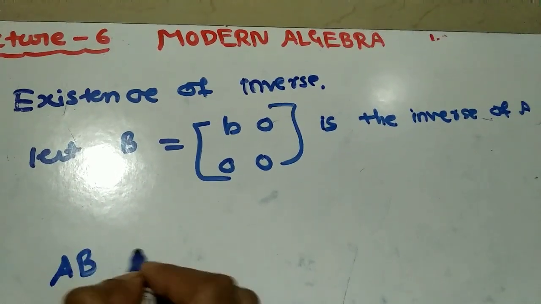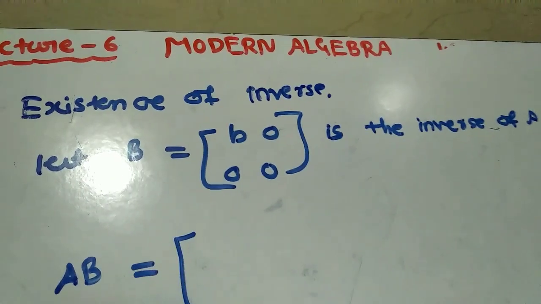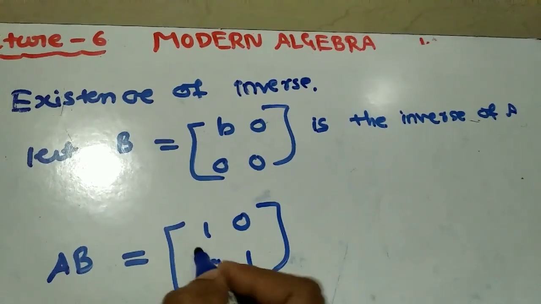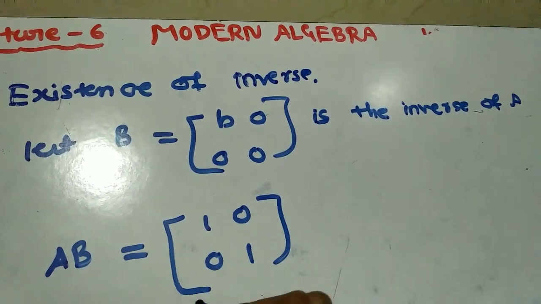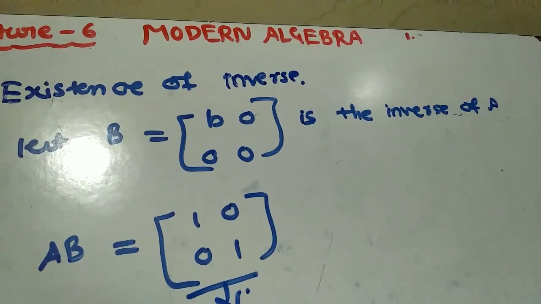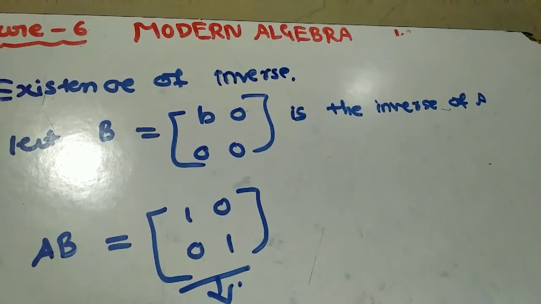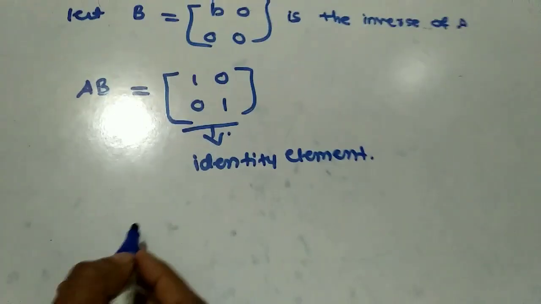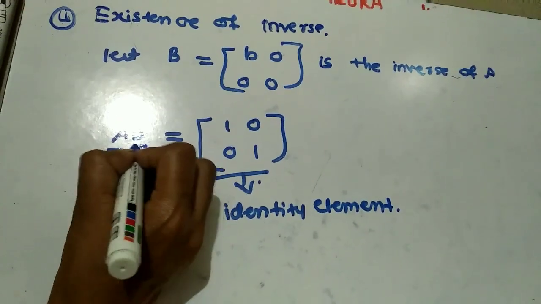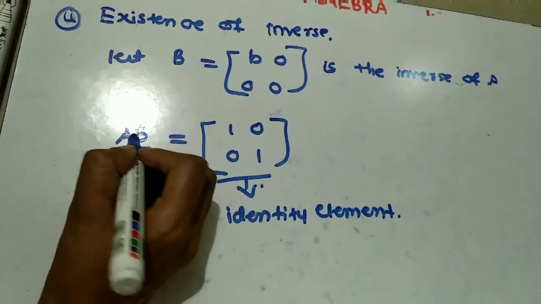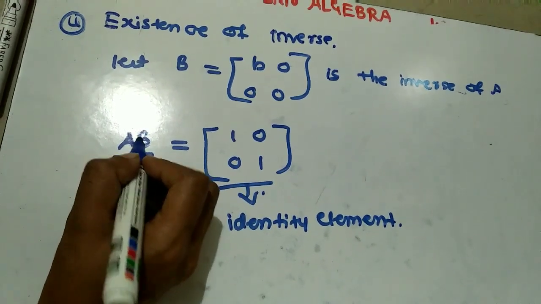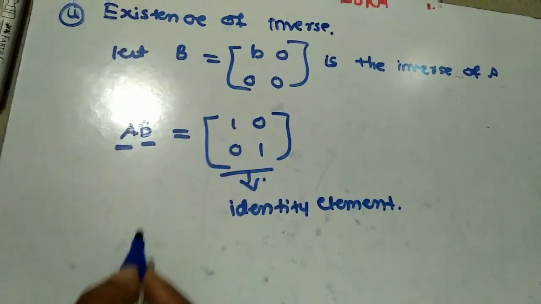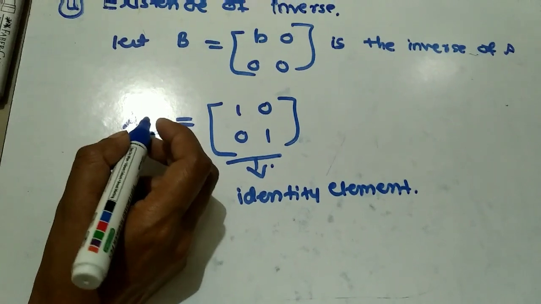Then what will I get? The product of AB gives me 1 0 0 1. So what is this 1 0 0 1? This is my identity element. So this A dot inverse of this A, so this B is nothing but the inverse of this A, which gives you the identity element. Now you have to find the inverse of the element.